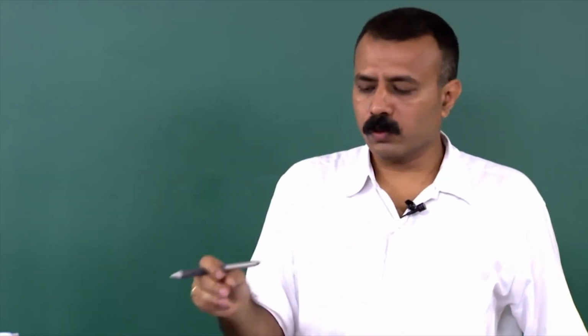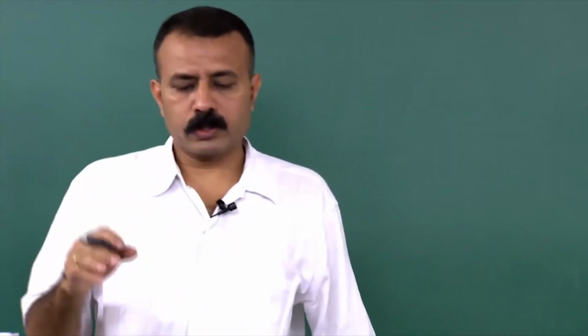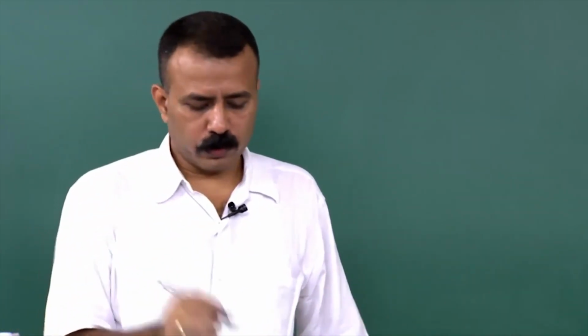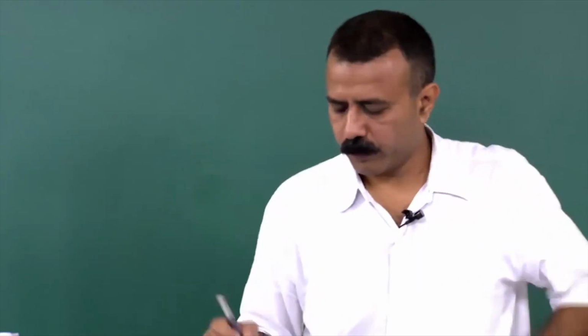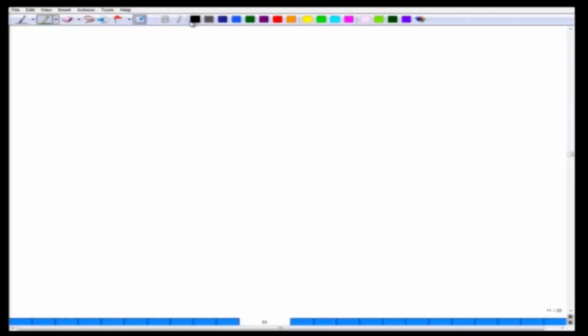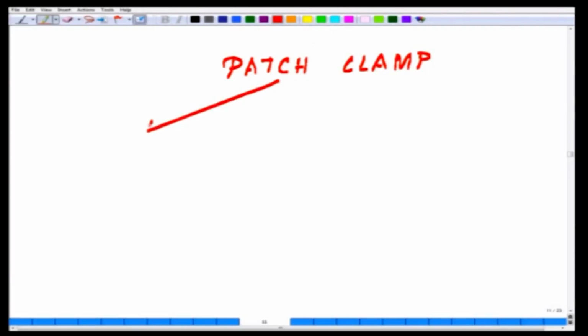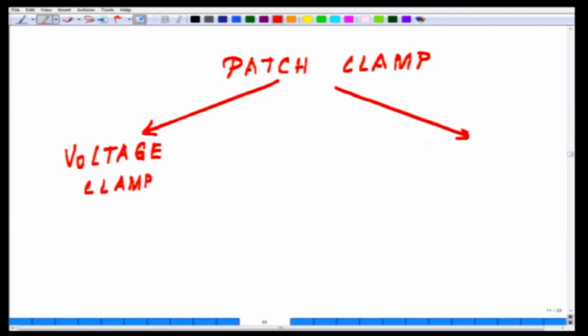Now, if I give a graphical summary of this, you have patch clamp, and under patch clamp you have voltage clamp or you have current clamp.